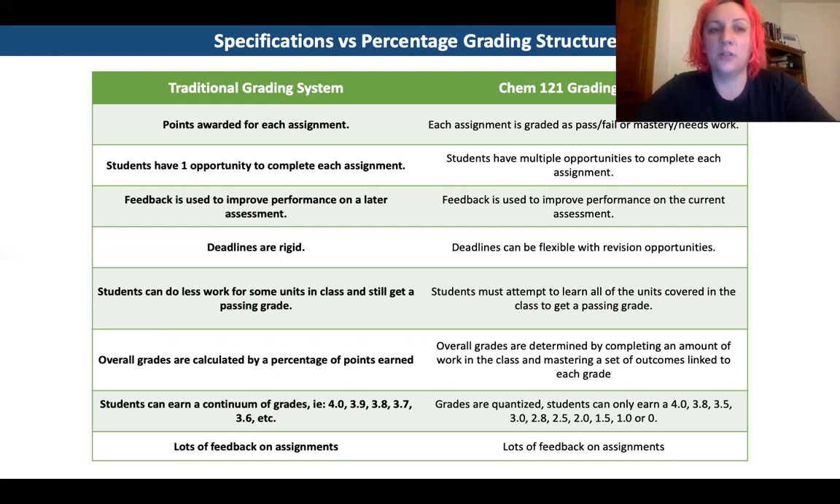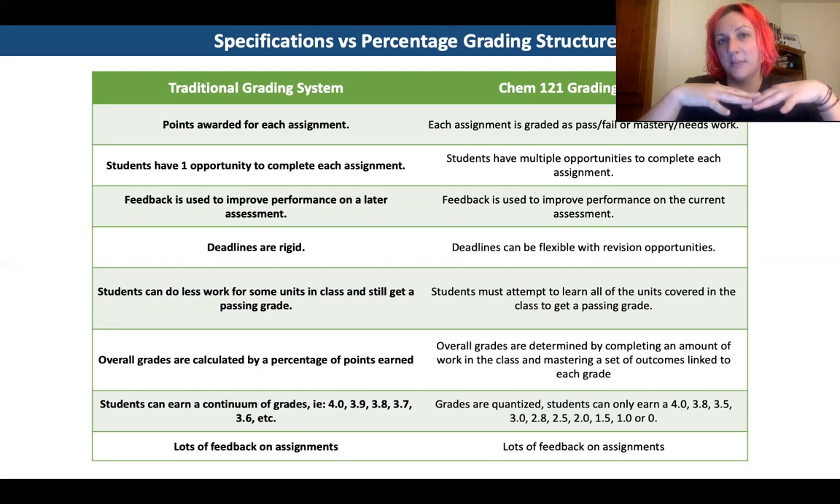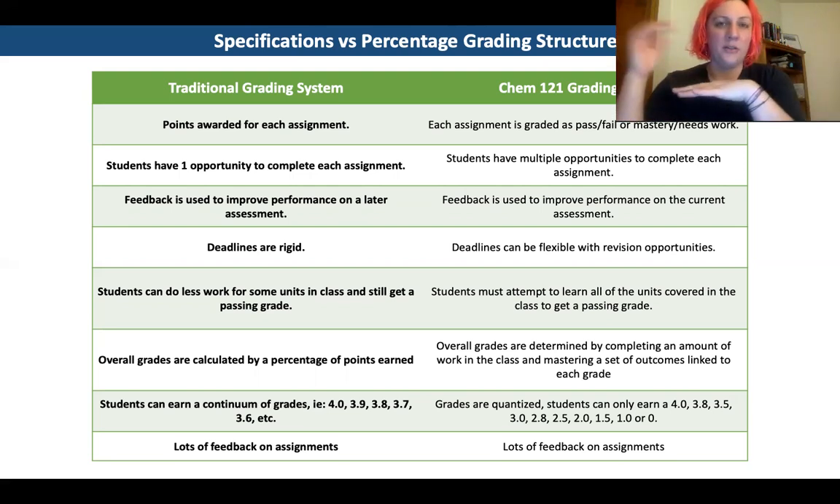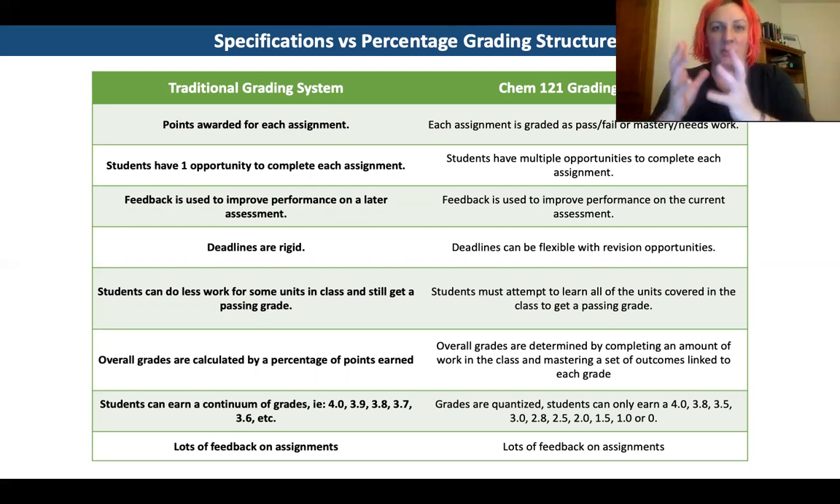Students in general in a traditional system can do less work on some units and still get a passing grade. Here, students are going to need to attempt to learn certain numbers of units to be able to get a passing grade. So rather than just doing less work on some types of assignments and all the work on others, it's really like just tackling a chapter and being like, I'm really going to get this, and then tackling the next chapter. Chemistry builds on itself. So this really helps us learn chemistry. So if you have a strong foundation, you don't move on until you're solid on one topic, and then you build onto it with the next and the next.